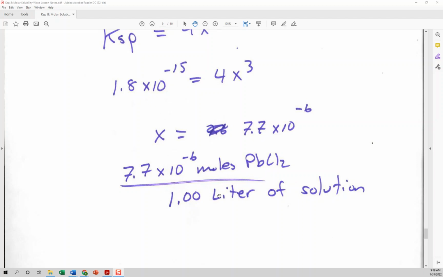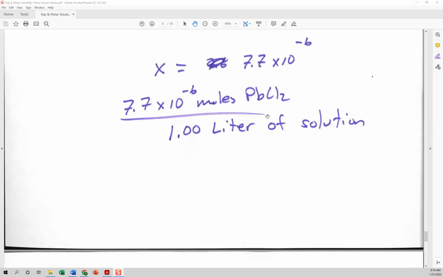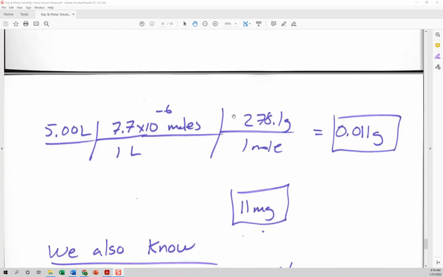How many grams? We wanted to know mass. Now that we know how many moles per liter, we can take the volume of our solution and multiply by this. Liters will cancel out, and that gives us how many moles of lead chloride we have, and then times the molar mass of lead chloride. So we take our 5 liters, multiply it by our molar solubility, which is the concentration of that compound when it's saturated, times the molar mass of lead chloride, and that tells us how many grams.